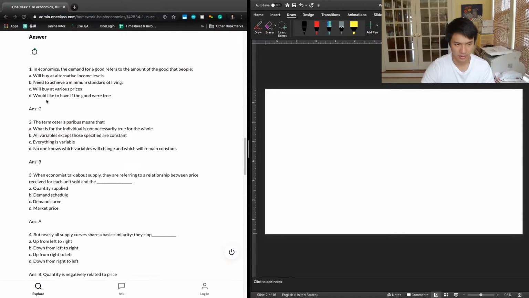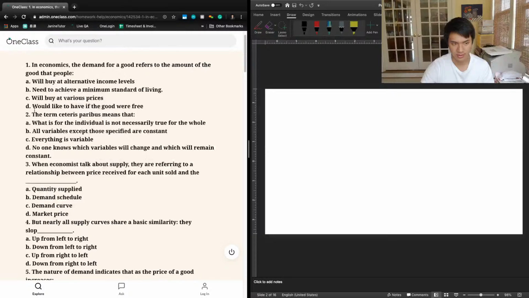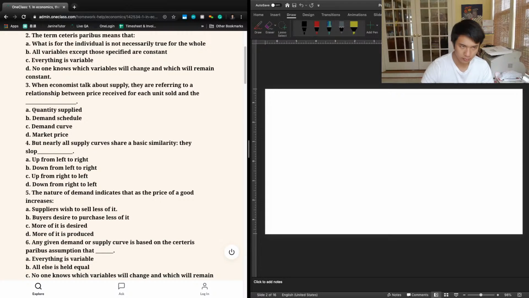And so we can check the correct answer, and the previous tutor also said C, which is great. 2 says, the term ceteris paribus means that A, what is true for the individual is not necessarily true for the whole. B, all variables except those specified are constant. C, everything is variable. D, no one knows which variable will change and which will remain constant.